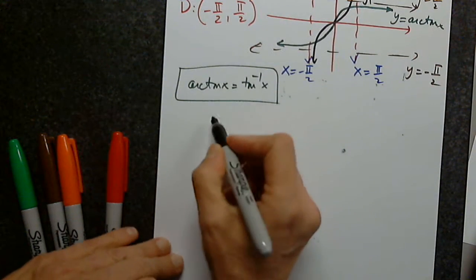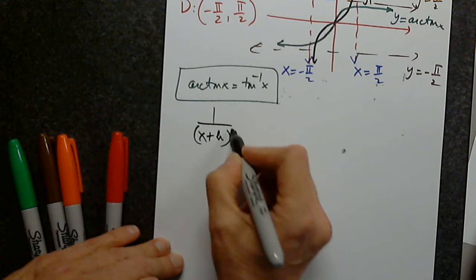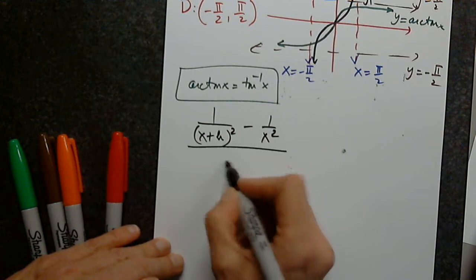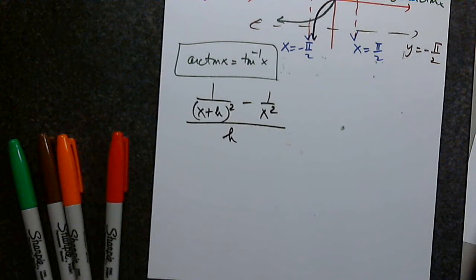So let's play with 1 over (x plus h) squared minus 1 over x squared, divided by h. I'll explain where this comes from, but right now I would like to simplify it. I would like to simplify this fully. And then I'll explain where it's coming from.